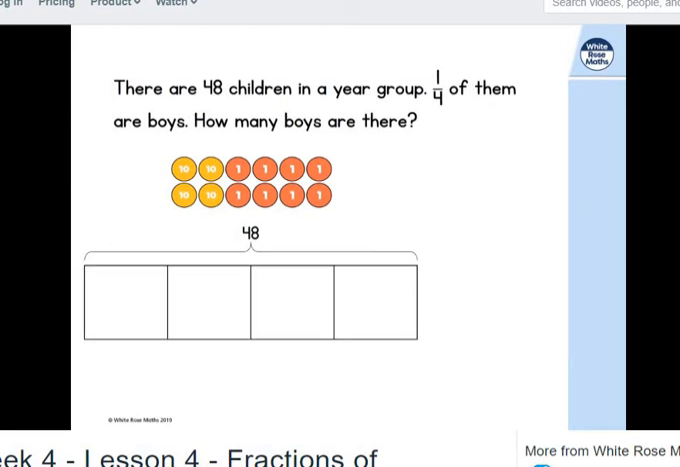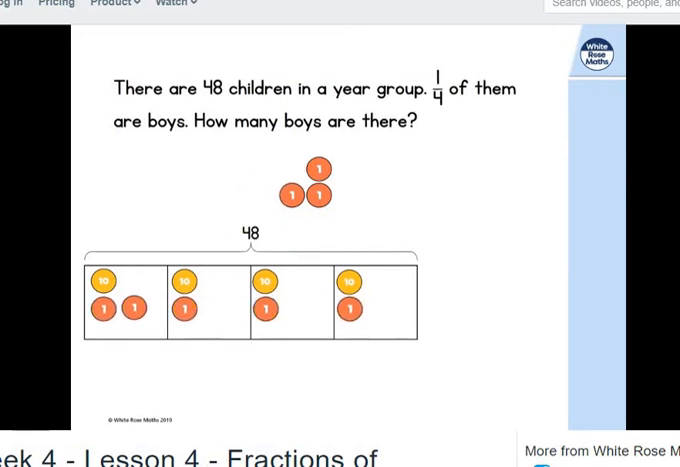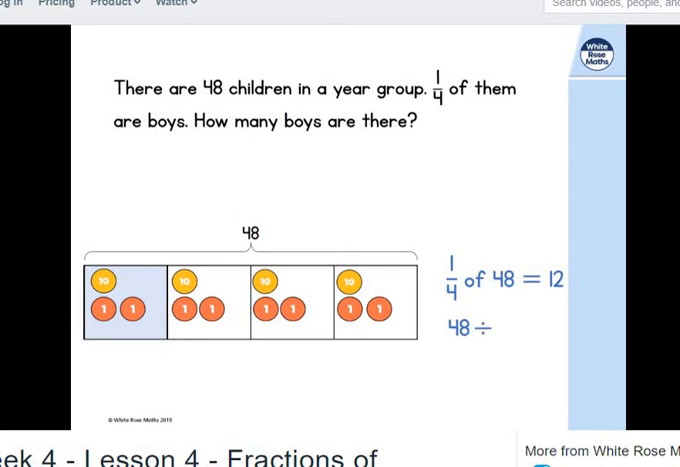So, we're looking for quarters, so 4 equal parts. Let's divide our 10s first. We can see that each part would have 10 in it. And then our 1s. Let's divide those equally. Brilliant. 4 equal parts. So, a quarter of them are boys. This is the part we're interested in. So, a quarter of 48 would be 12. So there would be 12 boys. 48 divided by 4 is equal to 12.